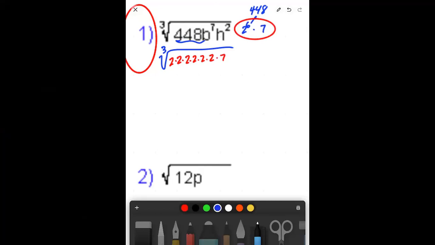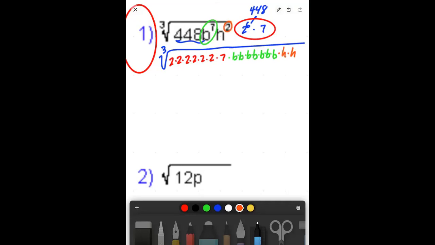Now, I'm going to do the same thing for the b's. I got b to the seventh. So I'm going to go b times b times b times b times b times b. Is that 7? No, that's 6. And I add one more. Now I just multiply them. And that's just my knowledge of exponents. And let me extend this radical all the way out. And then I'm going to do the same thing for the h squared. So that's going to be h times h.